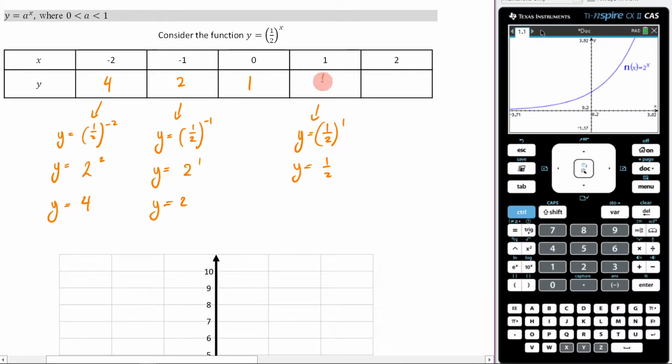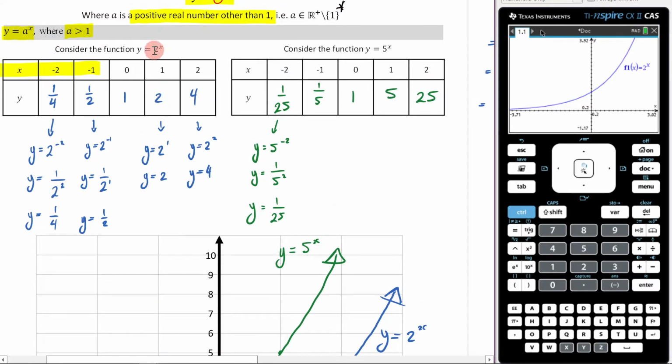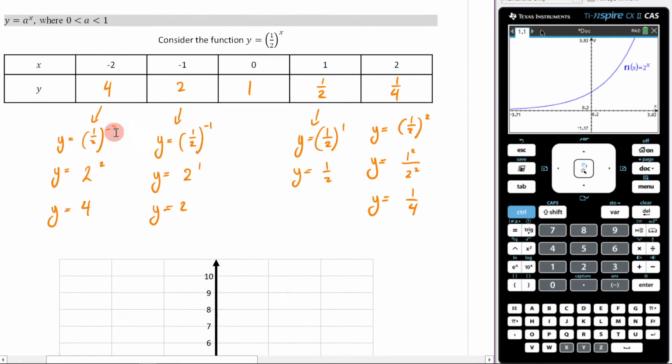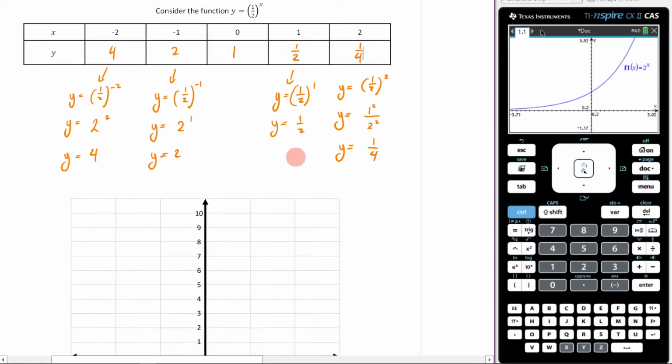No surprises. What happens when I let my x be equal to 2? Now, this one's an interesting one. Would you agree that you're going to get 1 squared over 2 squared, which means you're going to get 1 on 4? Hopefully you can see what's happening here is the reverse of what we saw before. So here it's 4, 2, 1, 1 half, 1 quarter. This is a half raised to the x. Before, we were dealing with 2 to the x. Do you see how it's a quarter, a half, 1, 2, 4? The order has swapped around for this one. That's interesting. Let's now plot this onto our graph and see what it looks like.